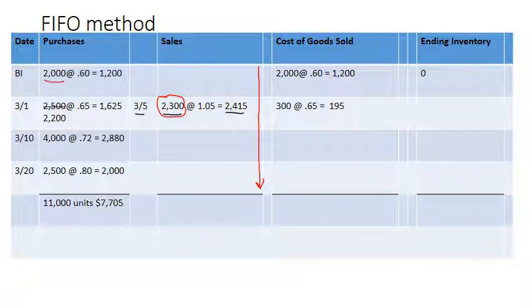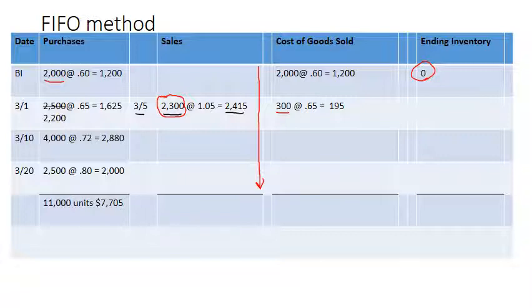So we have 2,000 units in purchases and the beginning inventory. Those units will be moved into cost of goods sold. So those 2,000 units are gone and there will be 0 units left for ending inventory. We need an additional 300 units. So we'll put those 300 units in cost of goods sold. When I remove 300 units from this next layer of inventory, there will be 2,200 units remaining in that second layer.